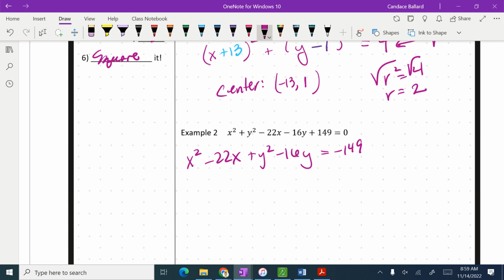Take about 30 more seconds on your own, see how far you can get. Make sure if you're all the way to the bottom, you can identify the center and the radius.